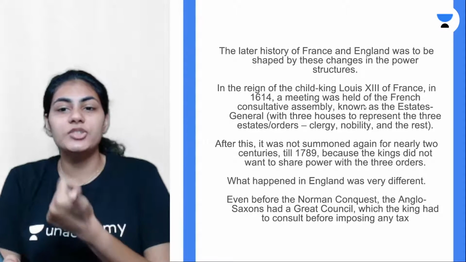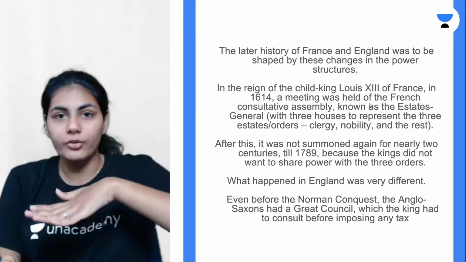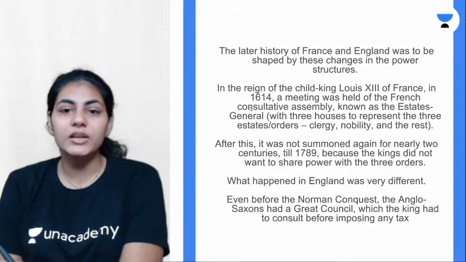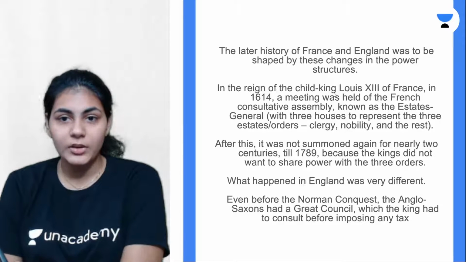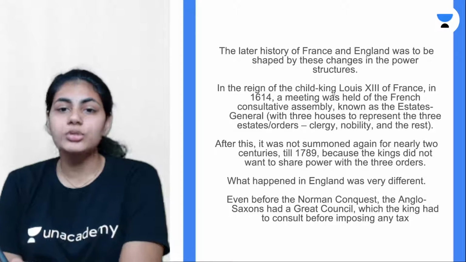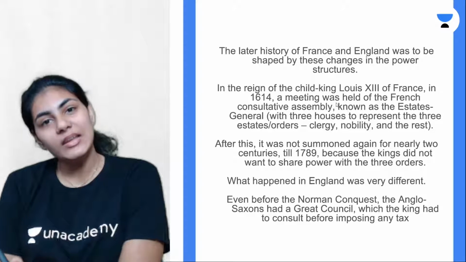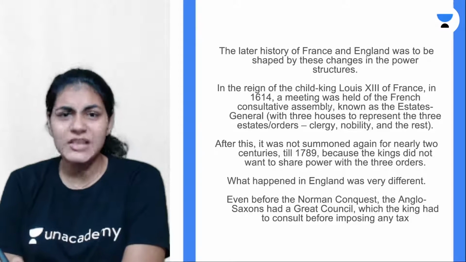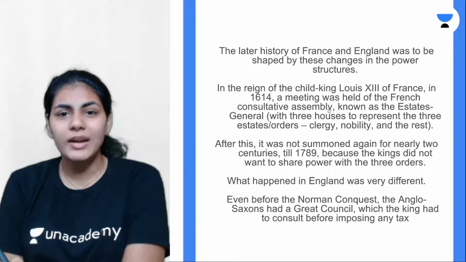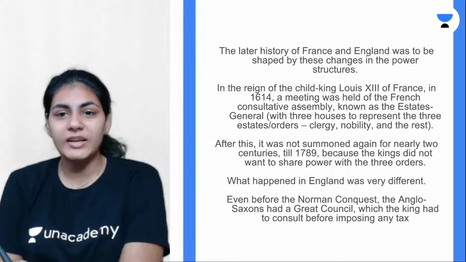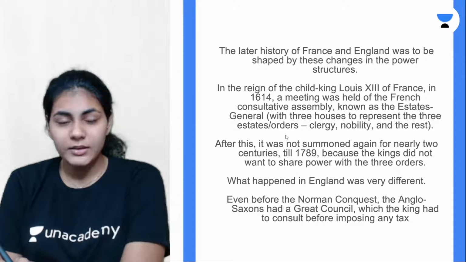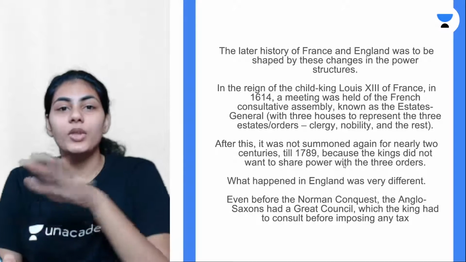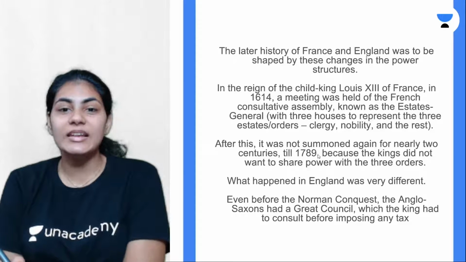Each representing the clergy, nobility and the rest, like the order of the privilege, right? So their meeting was held in the year 1614. But according to the rules and the norms, every year these meetings are supposed to be held, right? Just like the budget sessions we have for today's parliament, right? In the same manner, every year these meetings are supposed to be conducted. But in France, this particular meeting was not conducted till 1789.